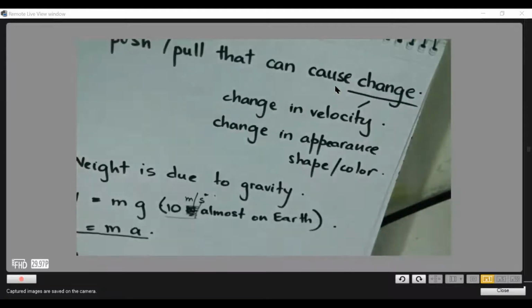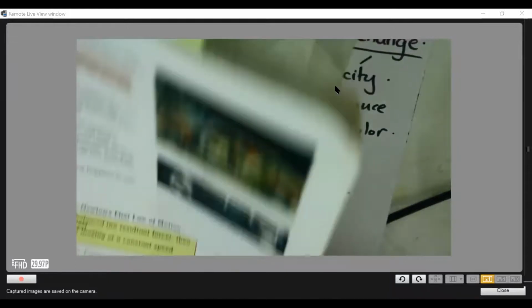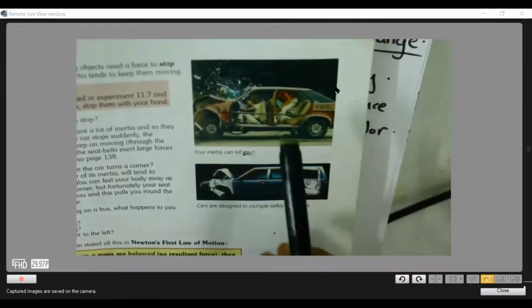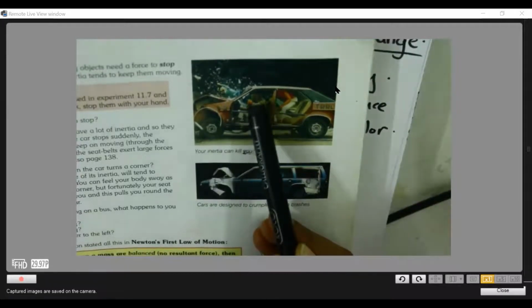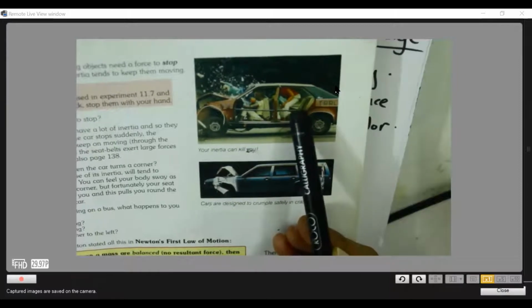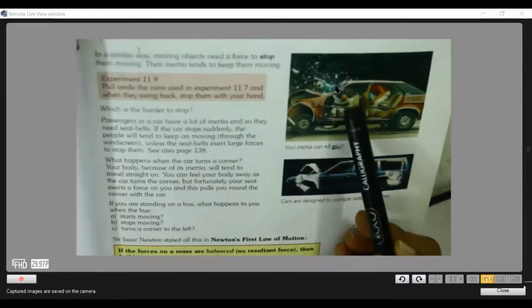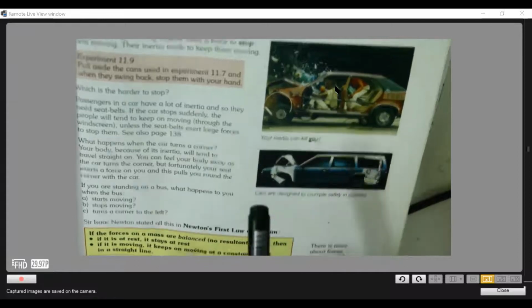Were there any more experiments here that we need to discuss? Okay, this is a good picture. They're showing a crash. When the brakes are applied, the car stops, but the passengers continue to move. And when they continue to move, accidents happen. So that's why seat belts are recommended. This is another example of inertia.